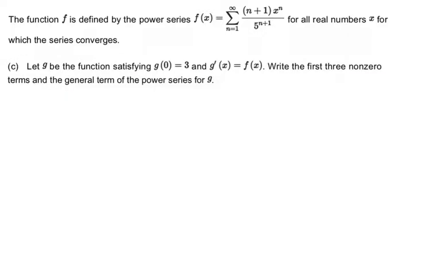Okay, on to part C. Let g be the function satisfying g of 0 equals 3, and then g prime is equal to f of x. Write the first 3 non-zero terms and add the general term of the power series. So this is one of those problems that builds on part B. So I want us to recall from part B, they asked for the first 3 terms there. We're going to do similar things here.